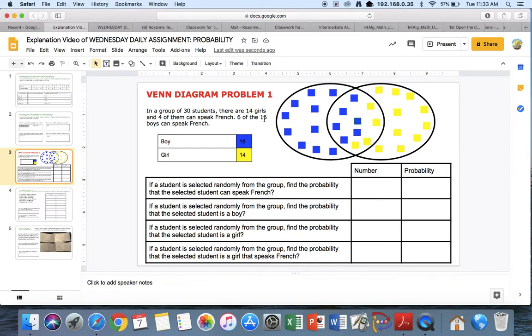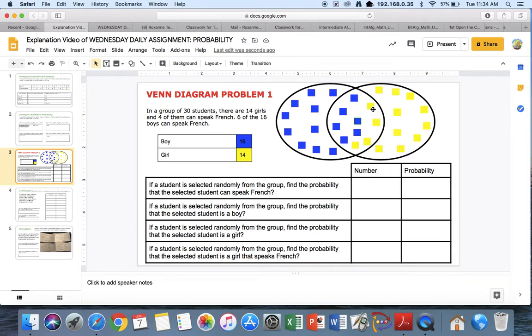6 of the 16 guys, so we have 6 blue in here, and 16 blue total, can speak French also. All right, so let's look at the questions. If a student is selected at random from the group, find the probability that the selected student can speak French. So remember, this inside right here are the ones that can speak French.